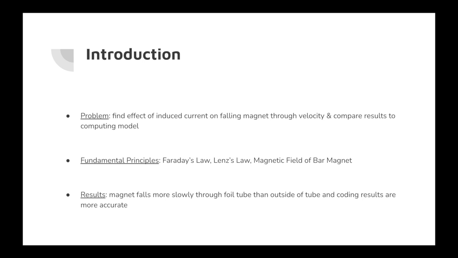The main problem and purpose of this lab is to find the effect that an induced current has on a falling magnet through velocity, and to compare the results to the computing model, which we will discuss later. As for the fundamental principles used in this lab, we'll use Faraday's law, Lenz's law, and the magnetic field of a bar magnet. The most important results we will find are that the magnet falls more slowly through the foil tube than outside of the tube, and the coding results are more accurate than the measured results.